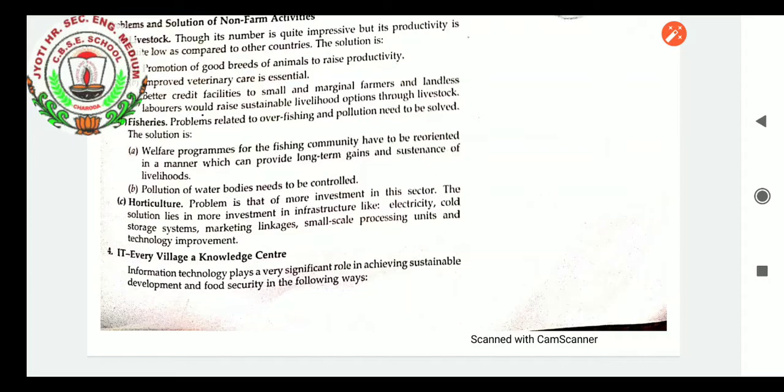So fishery problem can be sorted out if we will be doing some welfare programs like industry must be far from the ponds and river area. Pollution of water bodies needs to be controlled. Horticulture. Problem is that of more investment in this sector. More biotechnological fertilizer is needed. The solution lies in more investment in infrastructure like electricity and storage systems, marketing linkages, small-scale processing units and technology improvement.